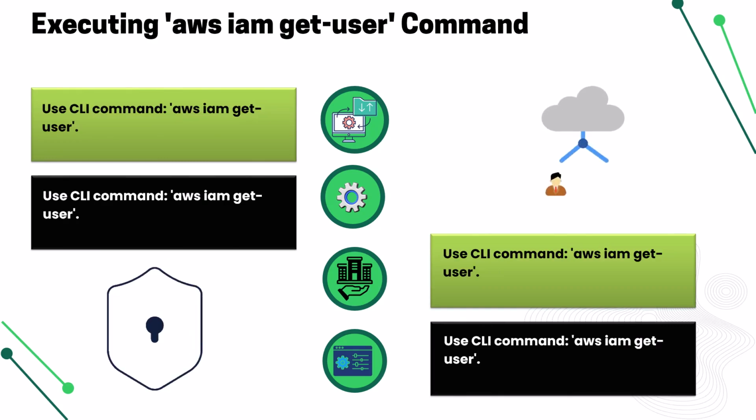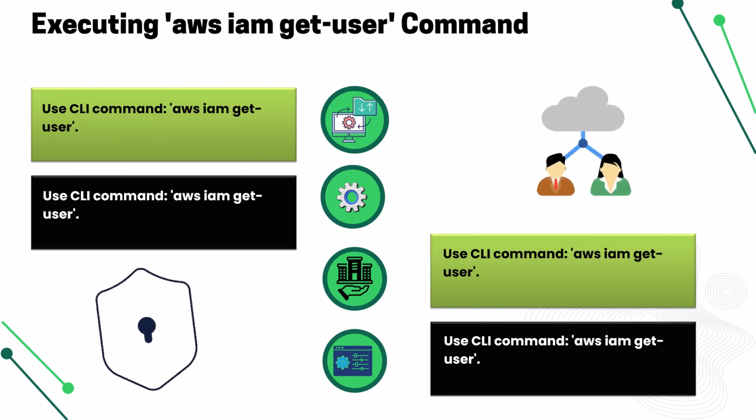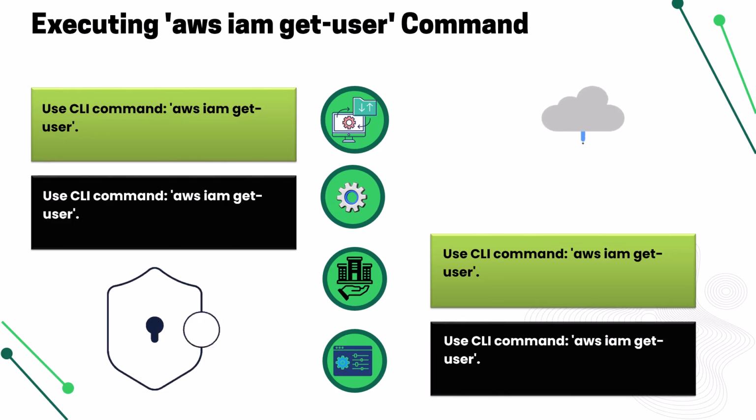For those who love shortcuts, here's the magic command: iam get-user. Run this in your AWS CLI, and voila, you get your IAM username without any extra clicks. Simple, fast, and efficient. Just make sure you have the right permissions, or AWS will say no entry.